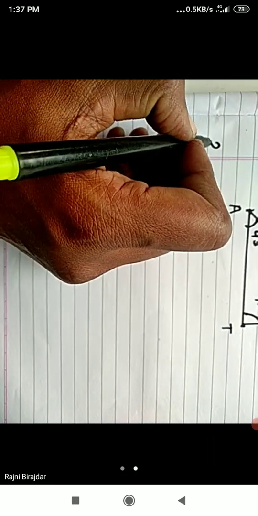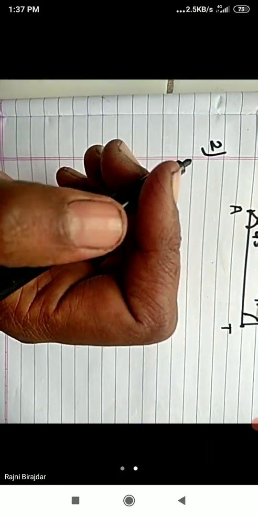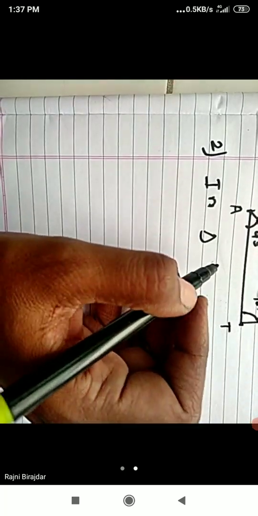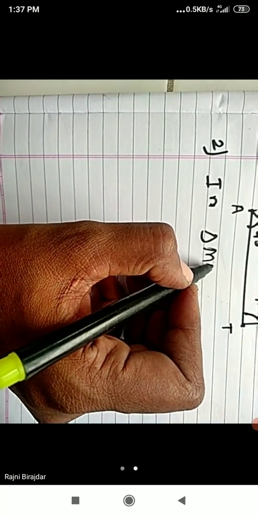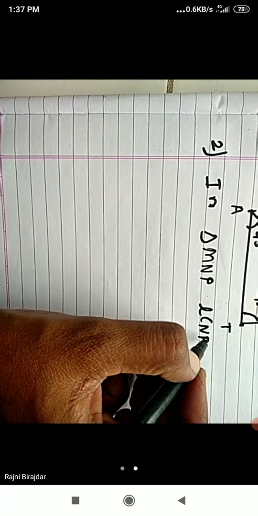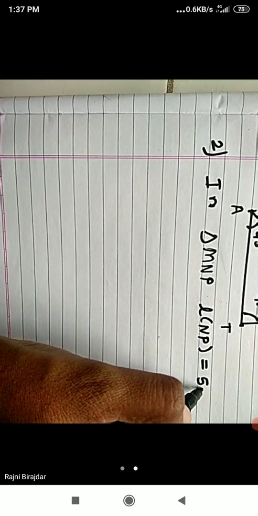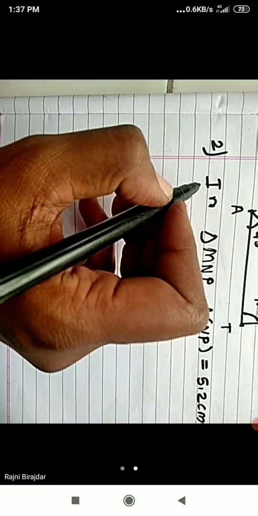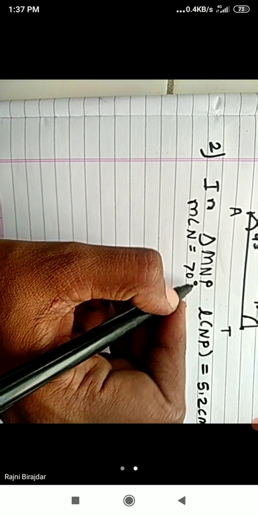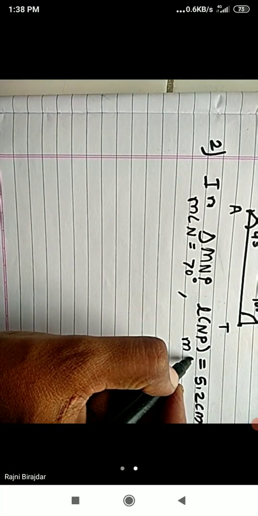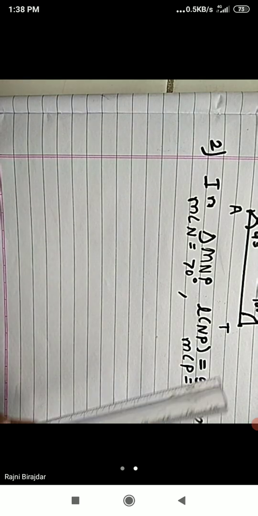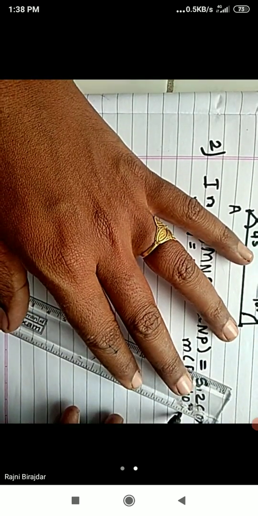Now the second I will write here. Continuing with the second one: in triangle MNP, the measure of NP is given as 5.2 centimeters. Next, the angle measure of N is 70 degrees and the measure of P is 40 degrees. Yes, first draw the rough figure. I will draw the rough figure here.